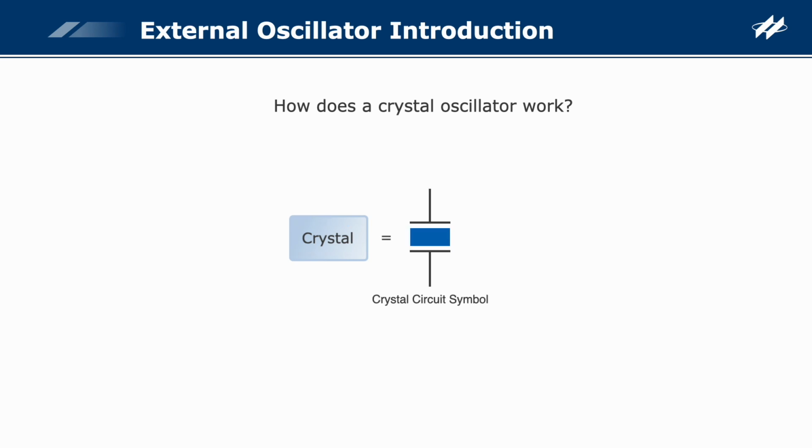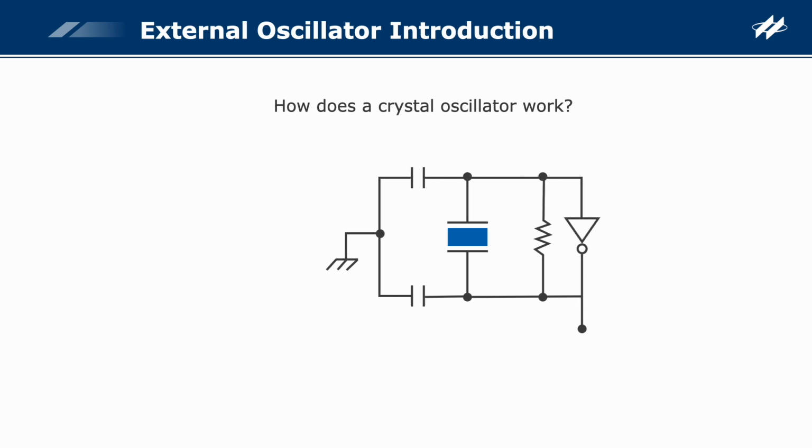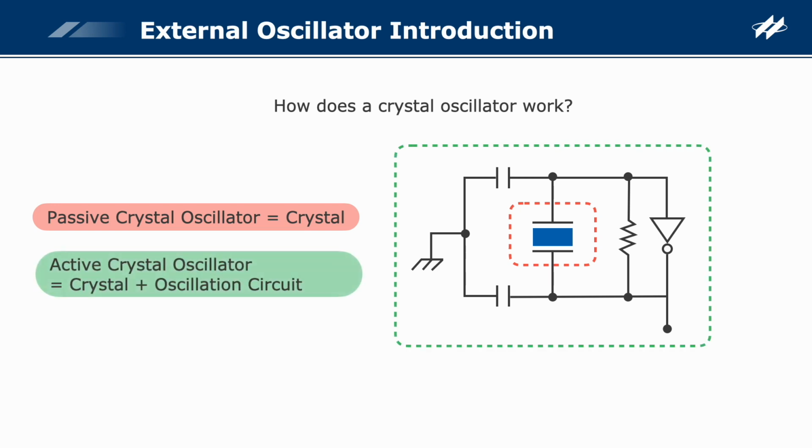In order to take advantage of this property in practical appliances, an inverter and feedback resistor are connected in parallel at both ends of the crystal to form an oscillator circuit. To obtain a more accurate clock signal, we also need to add an appropriate capacitor to the circuit and connect it to ground. In practical applications, crystal oscillators are divided into two categories: passive crystal oscillator and active crystal oscillator, depending on whether they contain an oscillation circuit.